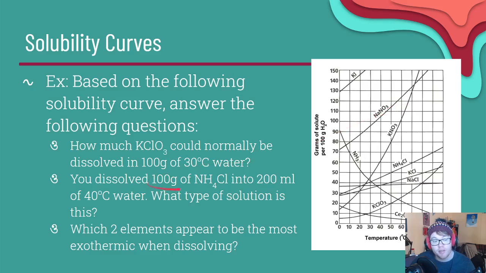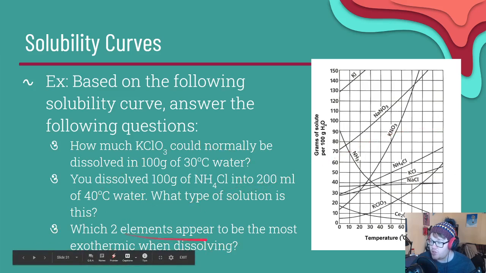The other way you could do this is you could convert this and say, well, if it's 100 grams in 200 milliliters, that's the same as having 50 grams in 100 milliliters. You can basically just divide the ratio out so that you have 100 as your number that you're using here, so you can compare it to the chart. In this case, divide that by 2, you get 100. Divide that by 2, you get 50. Come over here to NH4Cl. 40 degrees Celsius, 50 is above the line, so that would be a supersaturated solution.